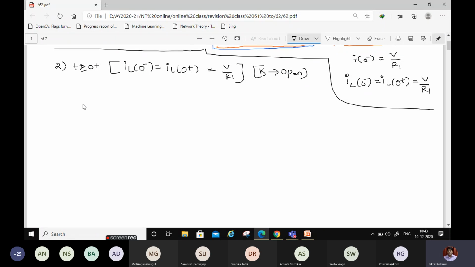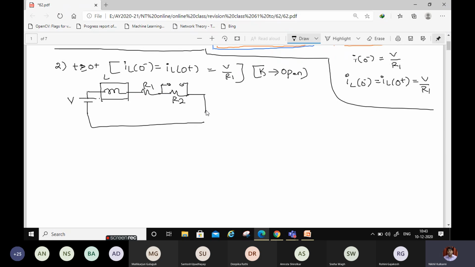If you draw the equivalent circuit here first, let me draw the equivalent circuit. I will put the box here, I will tell you why. Then we have R1, then we have R2. The switch is open now, and whatever current you are analyzing, let it be I for a while.